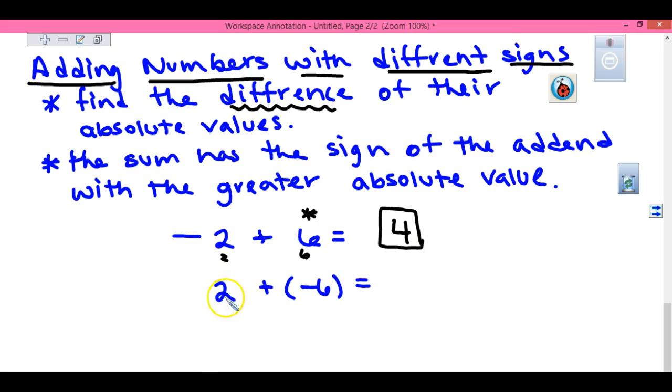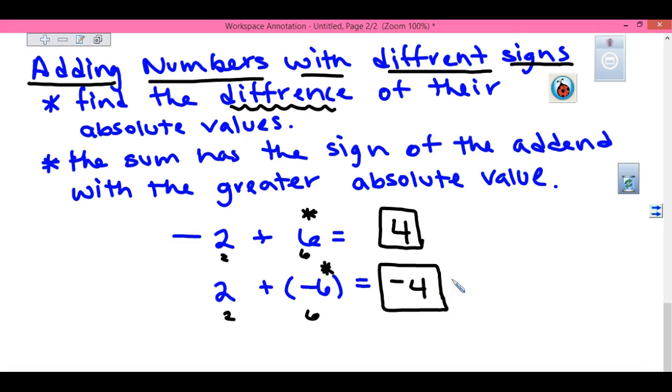If we try this again, if we have 2 plus negative 6, the absolute value of 2 is 2, and the absolute value of negative 6 is 6. If we subtract these, we get 4. What is the number with the greatest absolute value? Negative 6. That means that our answer is going to be negative.